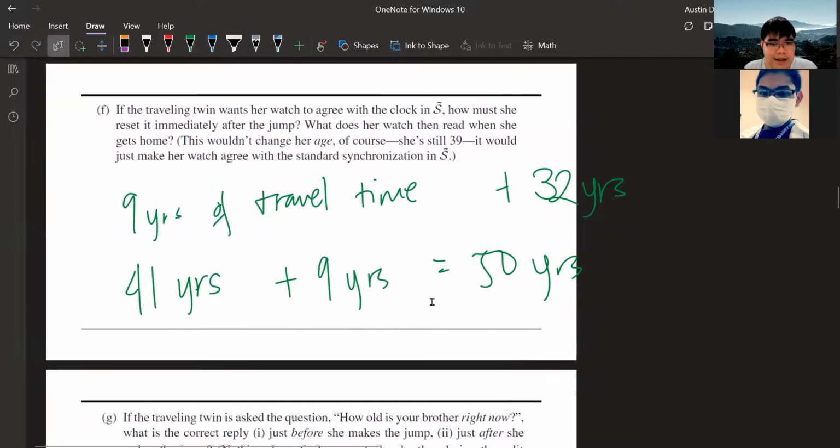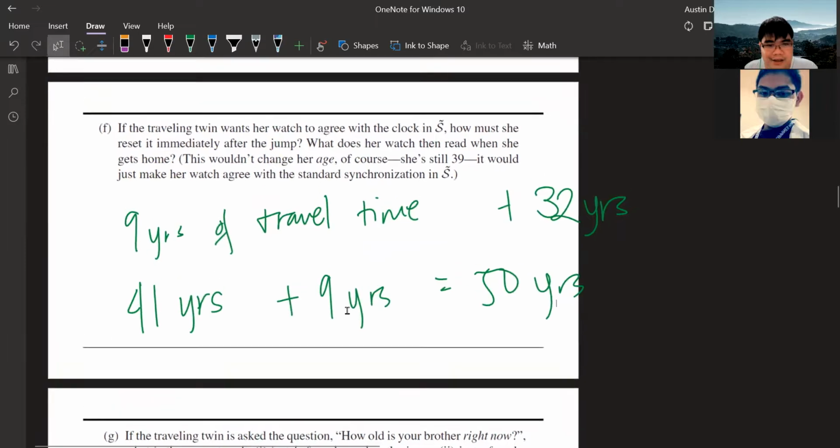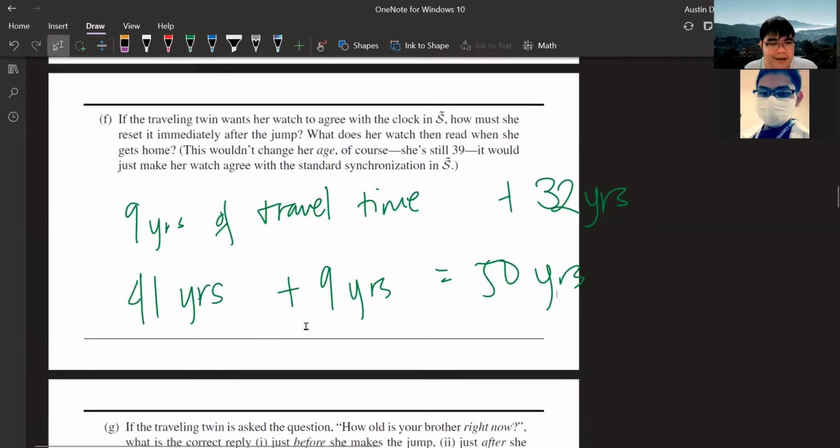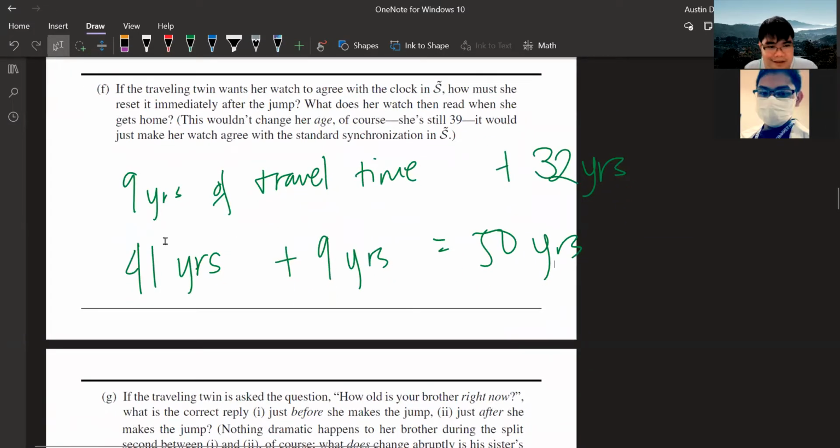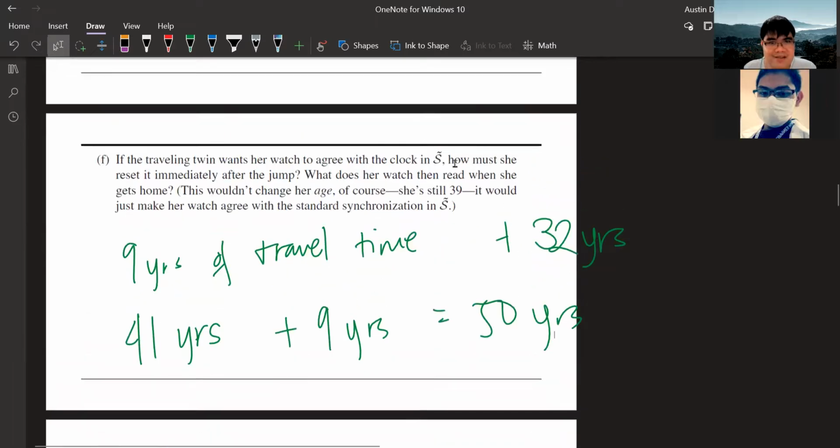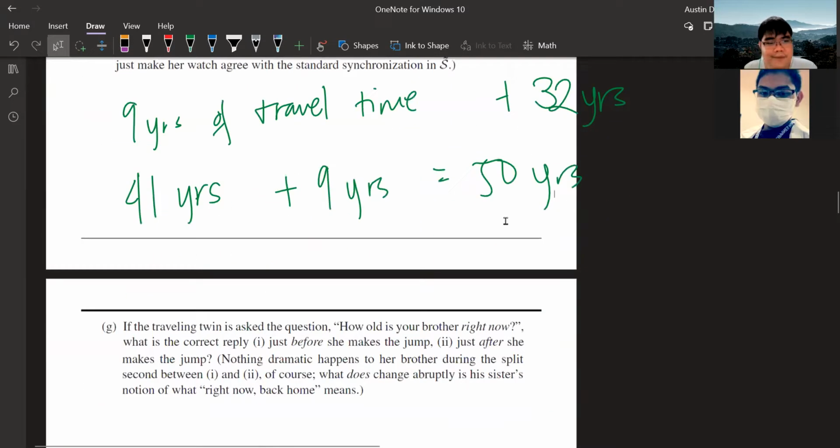Okay? So, yan. 50 years yung mababasa niya sa orasan niya ngayon, kasi mag-travel pa siya ng 9 years pabalik. Eh, kung in-adjust niya na ngayon yung orasan niya para maging 41 years para lang masatisfy yung orasan sa S tilde, ito yung gagawin niya. Okay?